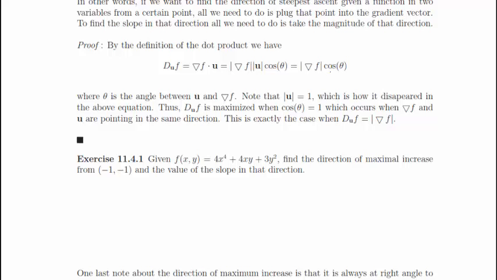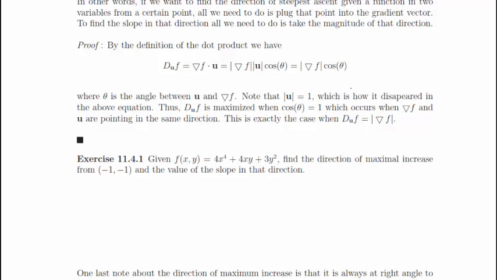And to get the cosine of theta to equal 1, theta, which is the angle between my u vector and my gradient vector, happens when theta is 0. So the angle between my u vector and my gradient vector is 0. In other words, when they're pointing the same direction. So if the direction of u is in the direction of the gradient vector, then we have the direction of maximum increase. And this proof was for really any dimensionality that we wanted.